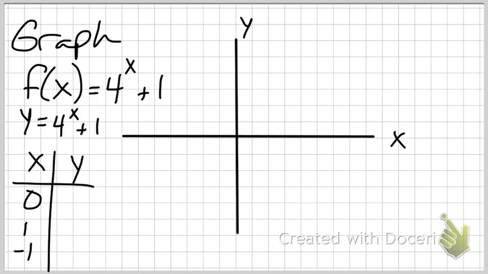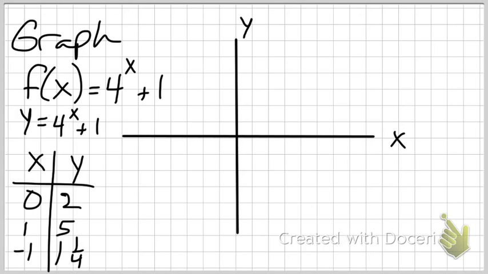4 to the 0 is 1, and 1 plus 1 is 2. 4 to the 1 is 4. 4 plus 1 is 5. 4 to the -1 power is 1/4. 1/4 plus 1 is 1 1/4.